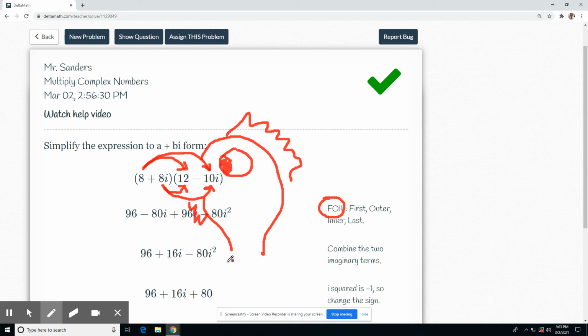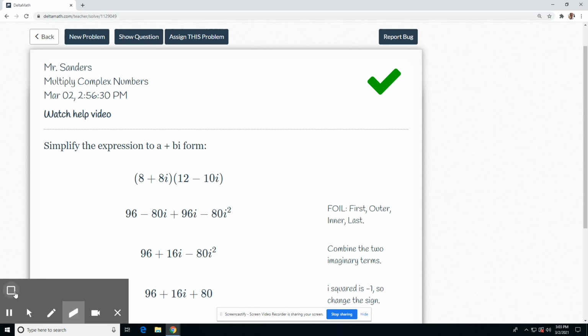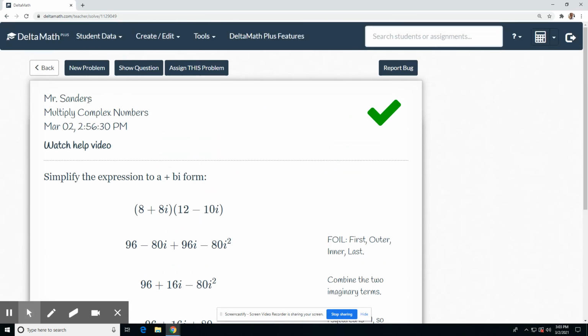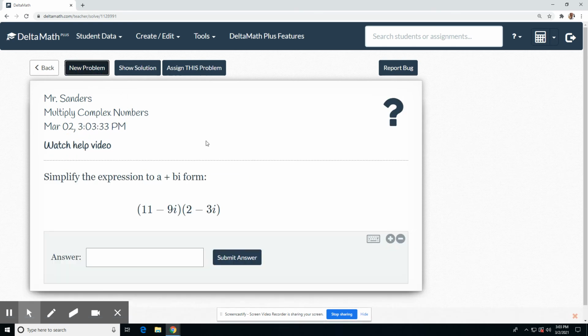All right. So all of them are going to be very similar to this. We're just dealing with it. And sometimes I'll even call it the chicken head method. All right. Let's see if the next one's any different. Oh, not the help video. New problem. Same kind of problem. So however you want to do it, we recommend the box method here. Distribution or FOIL works just fine, but you have to keep track of it better.